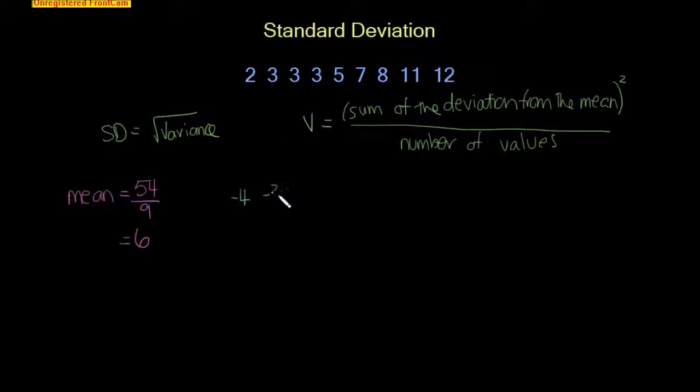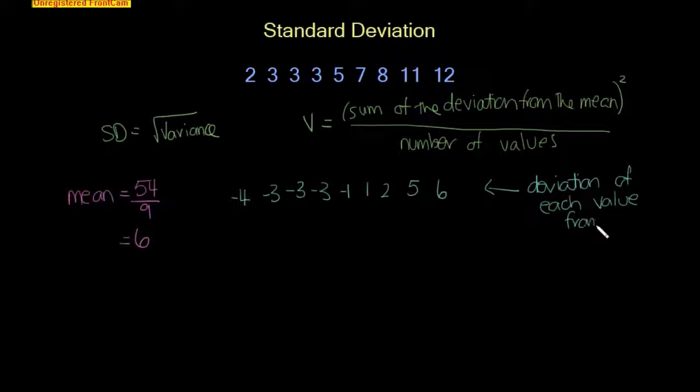3 is 3 less than the mean. There are 3 of those. 5 is 1 less than the mean. 7 is 1 above. 8 is 2 above. 11 is 5 above. And 12 is 6 above the mean. So this here is the deviation of each value from the mean. Then we have to square these.